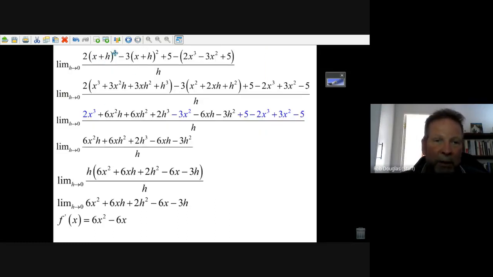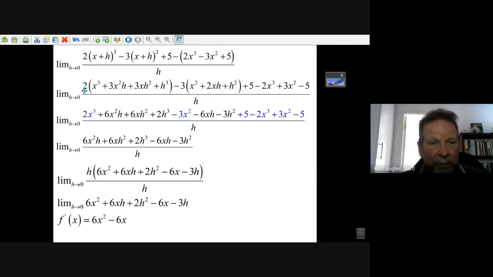Well, x plus h cubed turns out to be x cubed plus 3x squared h plus 3x h squared plus h cubed, just like x plus h squared is x squared plus 2xh plus h squared. Now, all I've done is just work that out. And in this part, there's a negative and then a bracket, and it'll change the sign of all these things: minus 2x cubed plus 3x squared, and then minus 5.